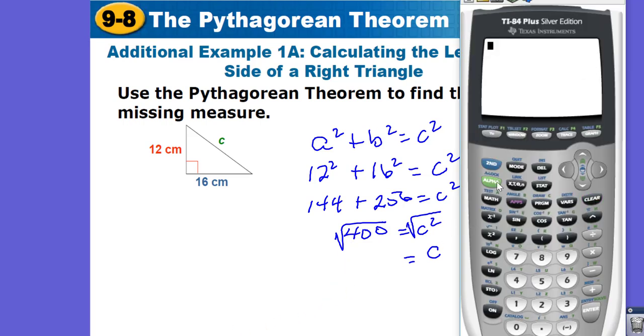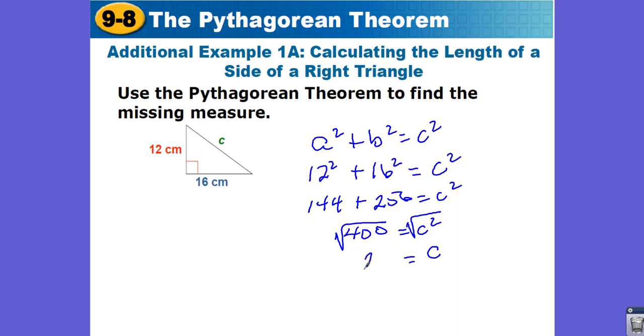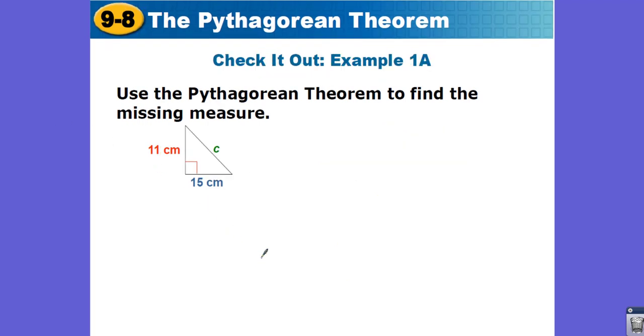our calculator and type that in, we do second x squared, 400, hit enter, oops, I did 4,000, sorry, second x squared, 400, we hit enter, and we end up with 20 as our answer. So our answer would be 20 centimeters. Let's do one more where we're trying to find the hypotenuse.